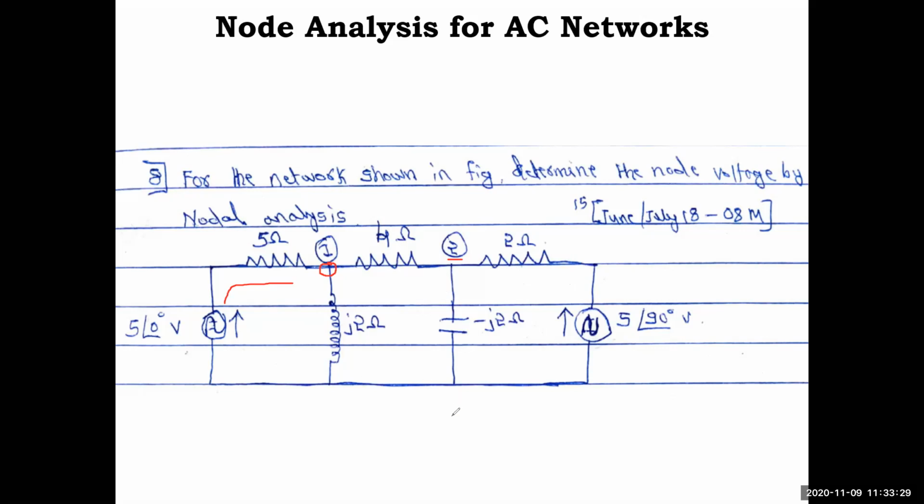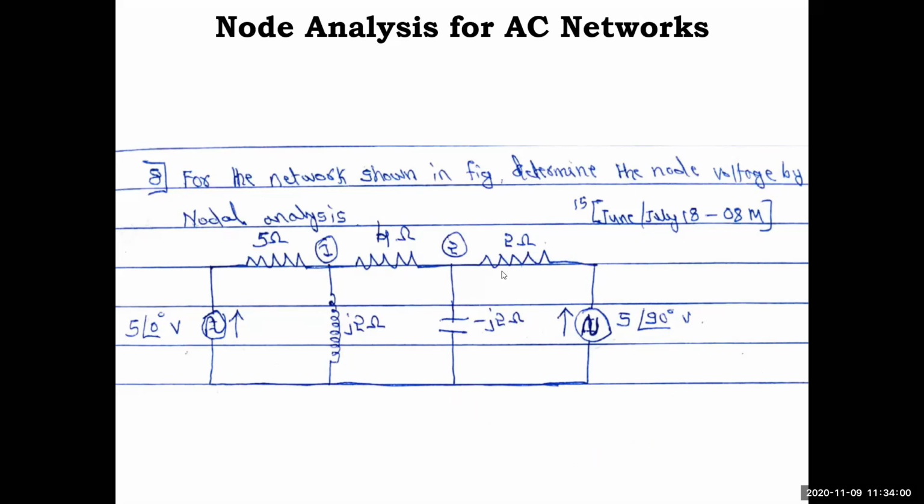One more thing you need to note here, this j term. If you take the reciprocal, 1 by j, it will give minus j, right? Hope it is understood. In case you have 1 by minus j, it will become plus j in the numerator. These are things you should remember when we are doing this node analysis. We'll see the equation simplification.